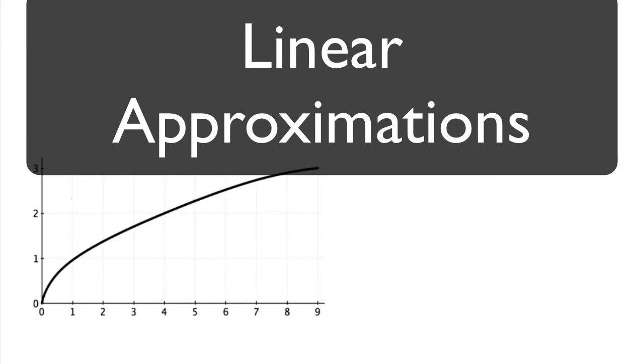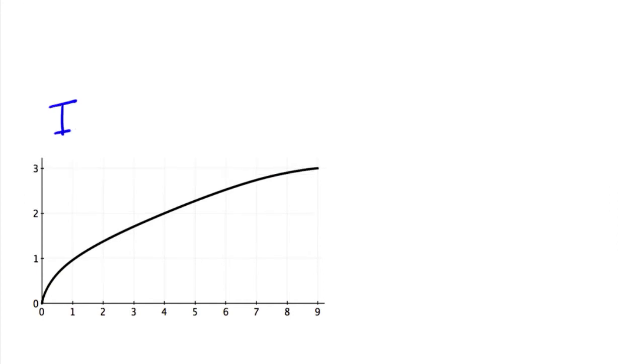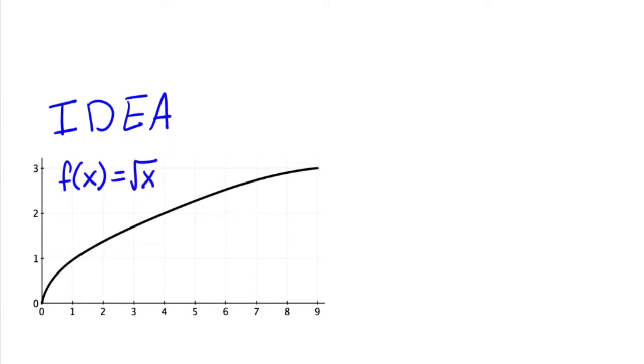We're going to look at linear approximations. Let's take a look at the idea first. The idea is pretty simple. There are some formulas involved, but really understanding it is not very complicated. Let's say, for example, we have this function. This is square root of x.